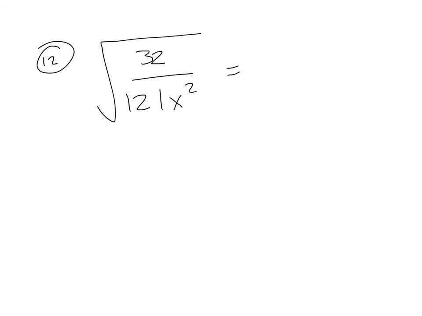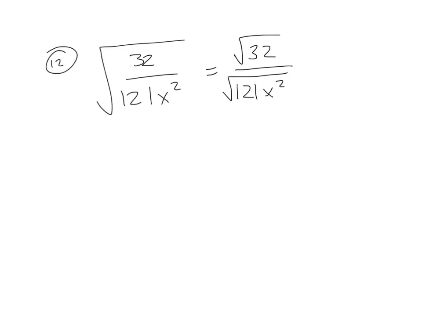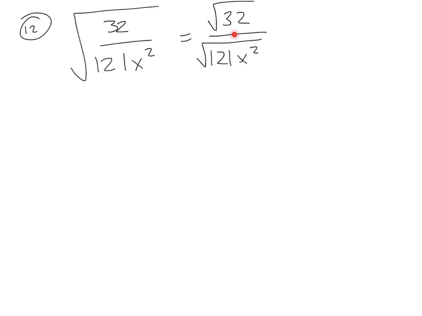All right, so let's try another one then. How about this? How about the square root of 32 over 121x squared, the whole thing? All right, so what do we do there? Well, remember, we can break it up. The quotient property of square roots says I can turn this into the square root of 32 over the square root of 121x squared, right? Okay, so question, what do I do first? Well, we have a fraction bar. A fraction bar is a grouping symbol, so let's work on the top first.